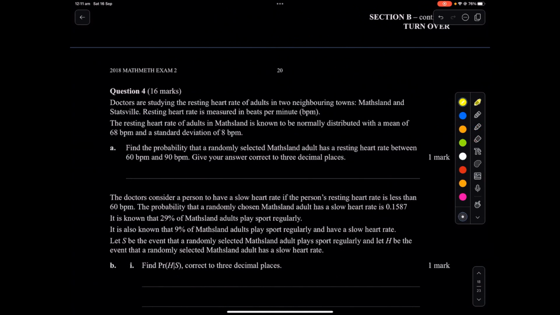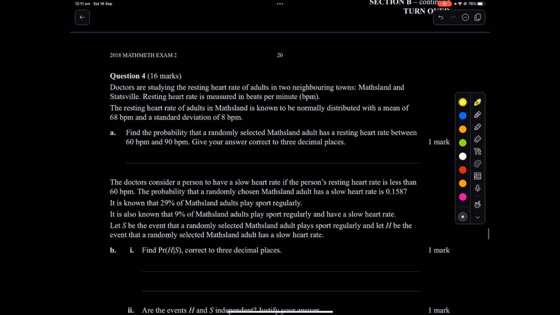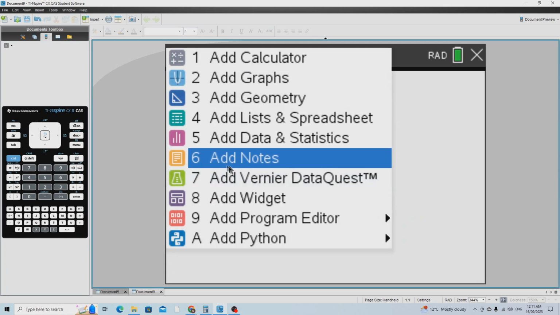Question 4. Doctors are studying the resting heart rate of adults in 2 neighboring towns, Mathland and Statsville. The resting heart rate of adults in Mathland is known to be normally distributed with this mean and this standard deviation. Find the probability that a randomly selected Mathland adult has a resting heart rate between this and this. Give your answer to this. Okay, so Control N this whole thing and just go on.